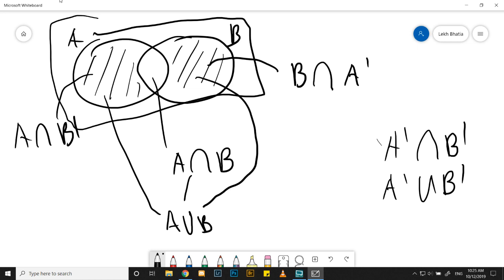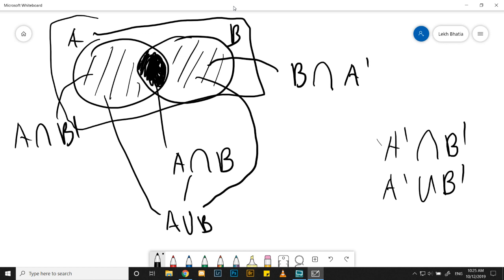And then at the same time, you also want everything in B complement. So everything in here also gets taken. All the stuff outside here gets taken. Basically, the only thing that doesn't get taken is this center portion right over here, A intersection B. Everything else gets chosen in A complement union B complement. But if you're trying to find the actual outside area, you would do A complement intersection B complement.